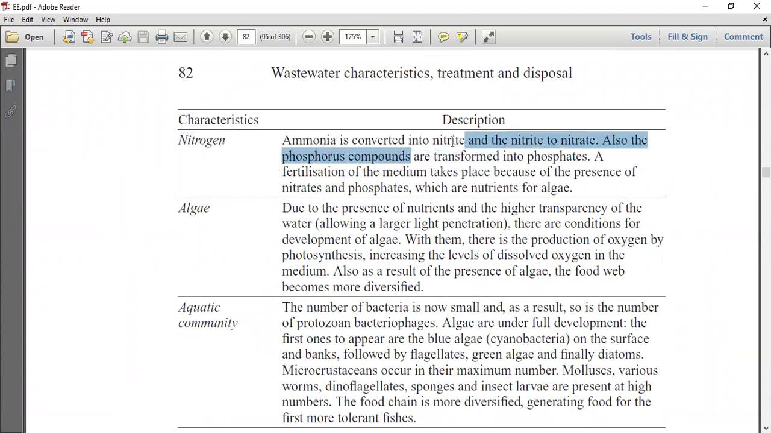Nitrogen. Ammonia is converted into nitrite and nitrite to nitrate. Also, the phosphorus compounds are transformed into phosphates. A fertilization of the medium takes place because of the presence of nitrates and phosphates, which are nutrients for the algae. Again, due to the presence of the nutrients and the high transparency of the water, there are conditions for the development of algae.